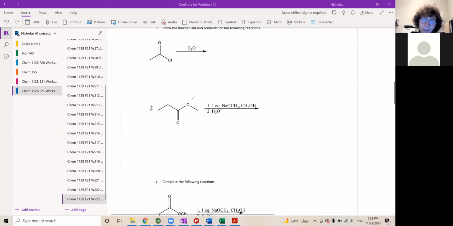So here I have a mechanism question, and we're starting with a bit of review. We're adding water to an acid chloride. So this is a nucleophilic acyl substitution. And how should this first one start? What should the first step of the mechanism be?